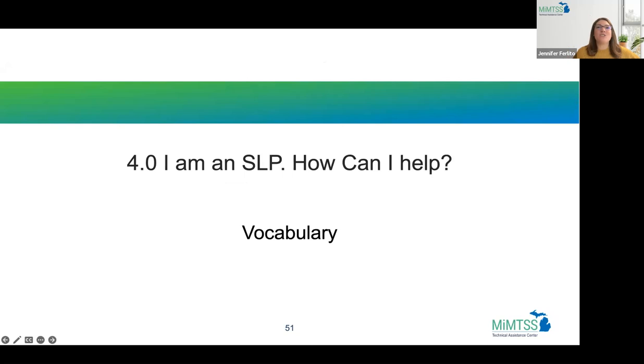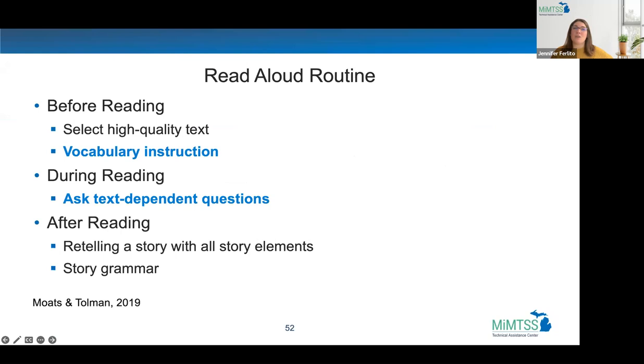This next section is going to be on vocabulary. So once a student has learned to decode printed words, vocabulary is the single best predictor of reading comprehension. So that is pretty powerful. We're going to focus just on two areas of the read aloud routine that we can use with our SLI students. So vocabulary and then questioning.